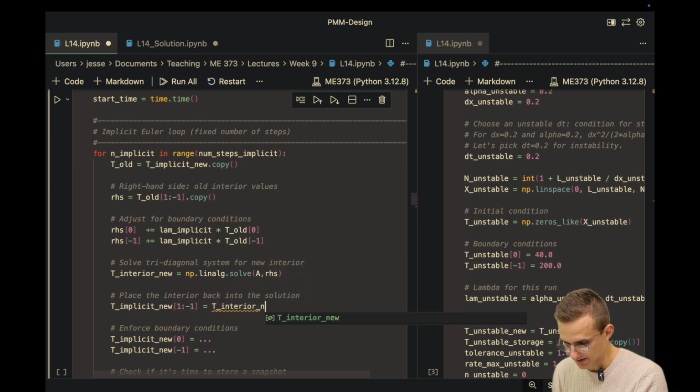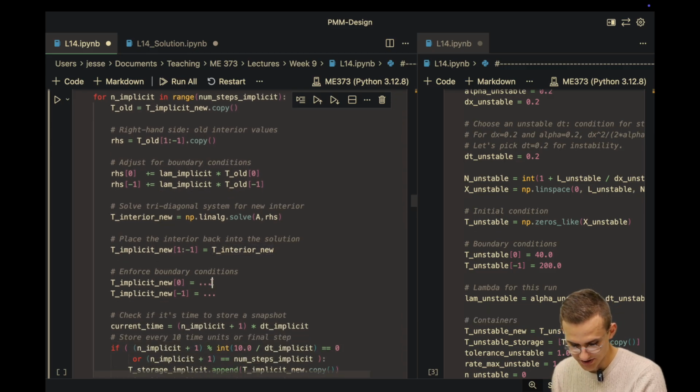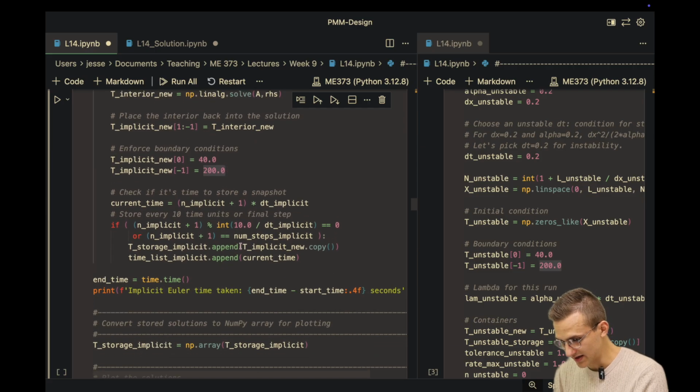Right, that we just calculated. We're going to place that into the solution vector. And then the boundary conditions, we don't even need to do this because we can just leave them what they were before. But just for transparency's sake, so you can see what's going on here, we're just going to enforce the boundary conditions like I said here. But in reality, we actually don't need to do that because we can just leave them the same values that they were before. Okay? Then we go ahead and check and see if it's time to store a snapshot and continue.